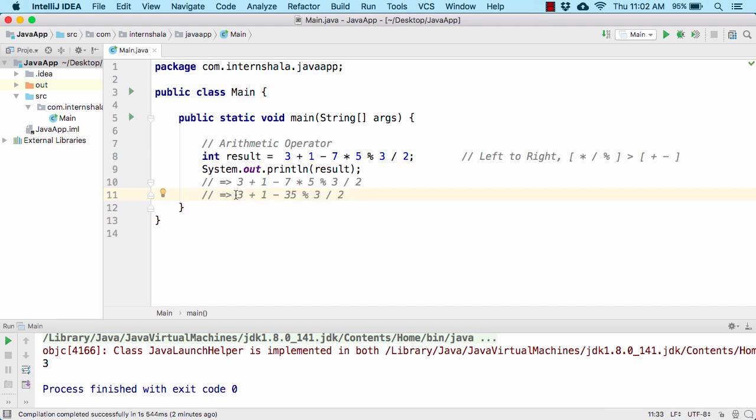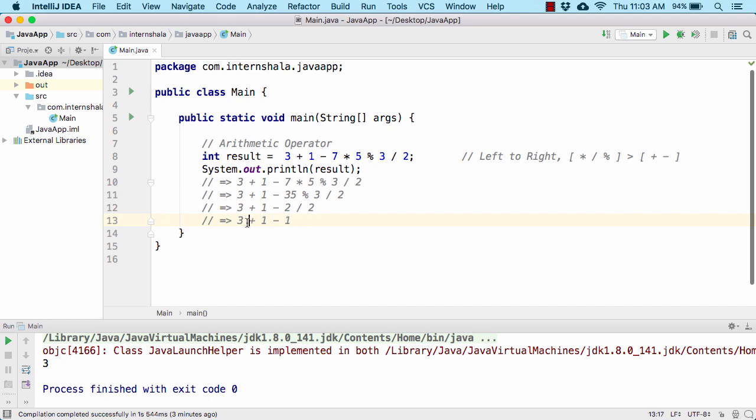Now again start from the left, and here we get modulus, and this modulus has greater precedence over plus and minus. So 35 modulus 3 will give us the remainder of 2. In the next step, we get 3 plus 1 minus 2 divided by 2. Again we start from the left, and soon after that we find this division. So 2 divided by 2 is now 1. So we get 3 plus 1 minus 1.